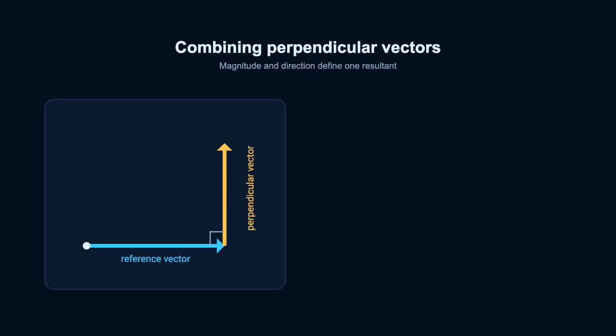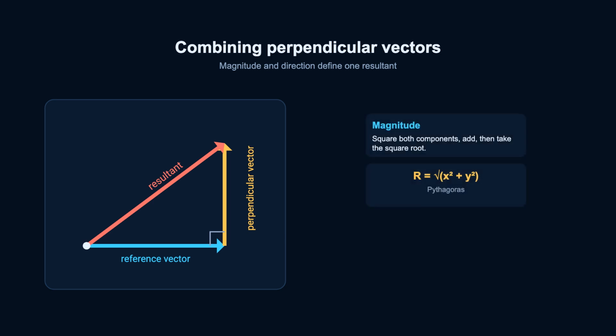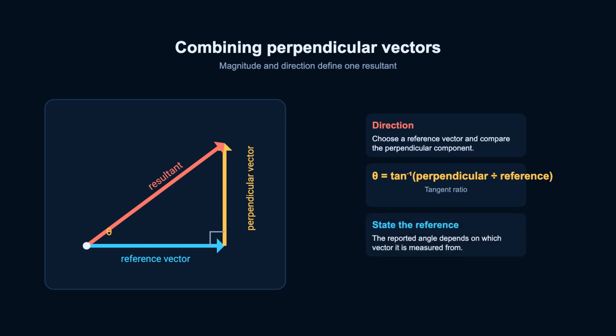To combine two right-angled vectors into one resultant, you need two things. The magnitude comes from Pythagoras' theorem. Square each vector, add those squares, then take the square root of the total. The direction comes from the tangent ratio. The angle equals the inverse tangent of one vector's size divided by the other's, measured from whichever vector you choose as your reference.